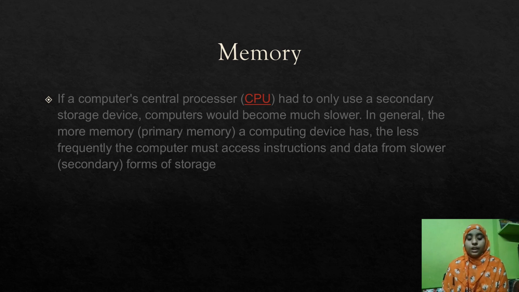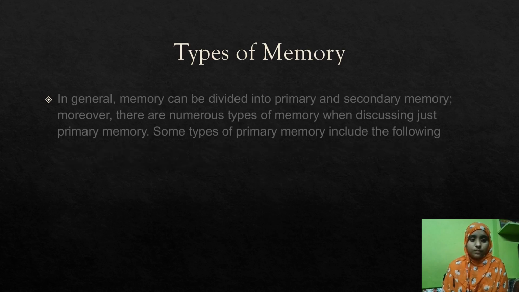If a computer's central processor unit had to use secondary memory, then the computer would become much slower. In general, the more primary memory a computing device has, the less frequently the computer must access instructions and data from slower storage. As we store the data in the secondary memory, computers would become very slow.